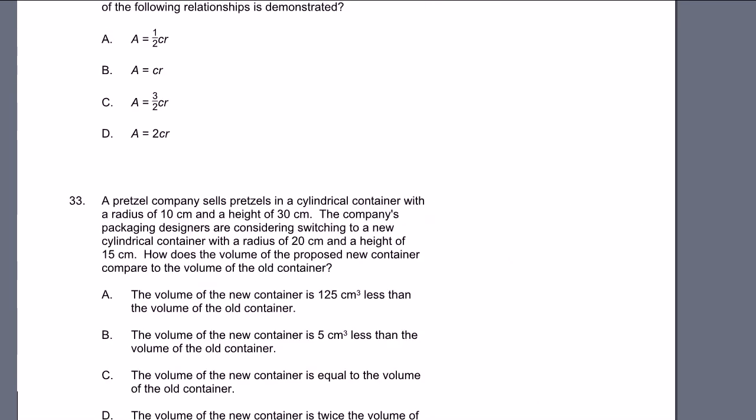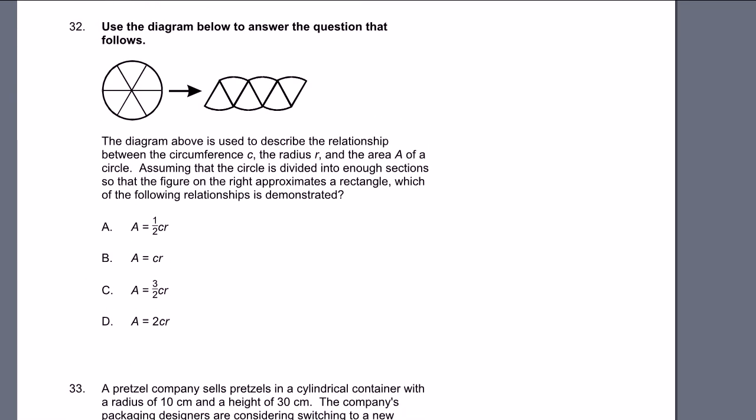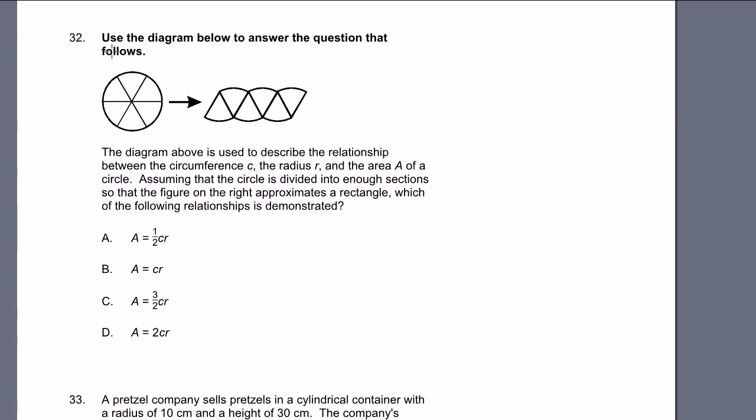Next problem. Use the diagram below to answer the question that follows. The diagram above is used to describe the relationship between the circumference, right? The circumference is going around the circle, the radius, and the area of a circle. Assuming that the circle is divided into enough sections so that the figure on the right approximates a rectangle, which of the following relationships is demonstrated?